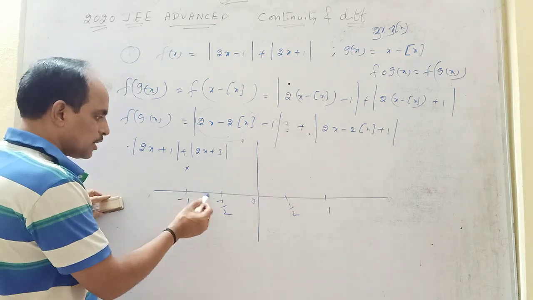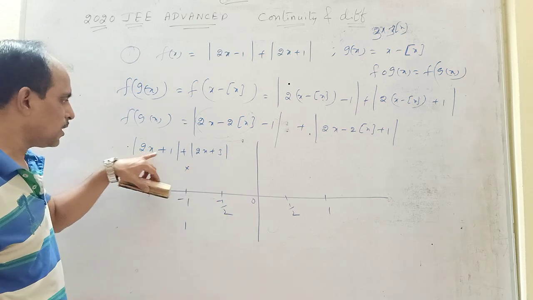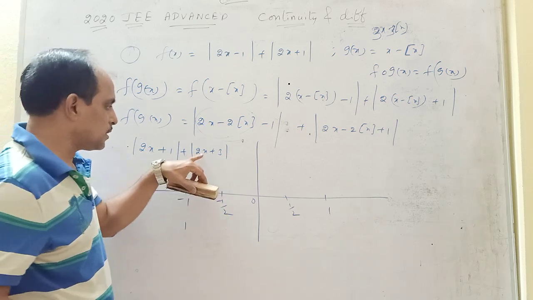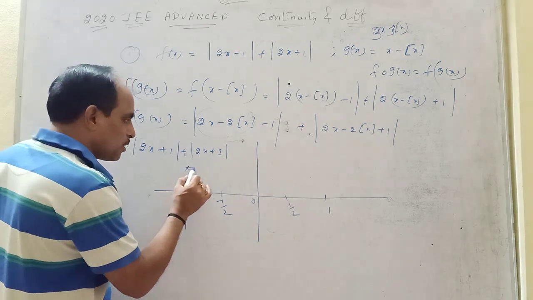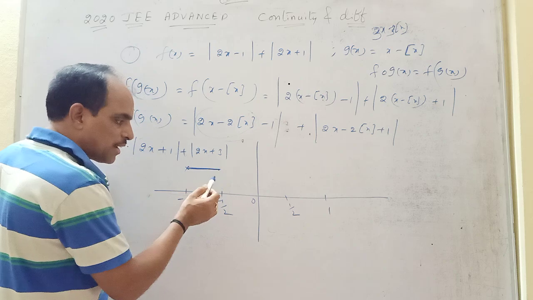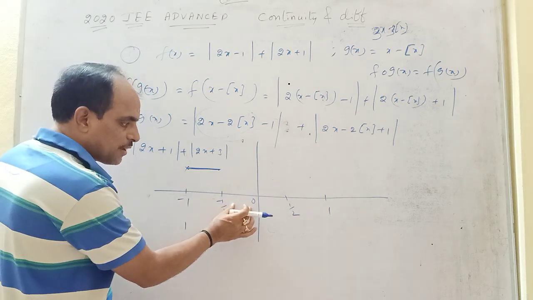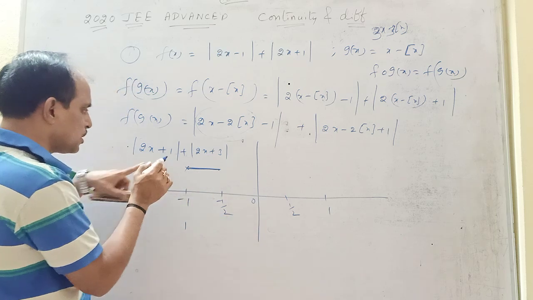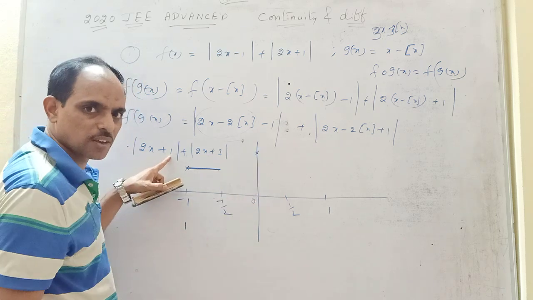Now you take -1 by 2. What will you get here? This is -1 plus 1, 0, and this is -1 plus 3. This is also 2. So the graph will be like this: 2 only. In between, the values we are getting are only 2. Now what if you take any value in between these two? Substitute 0, you will get 4. Yes, it is 4.